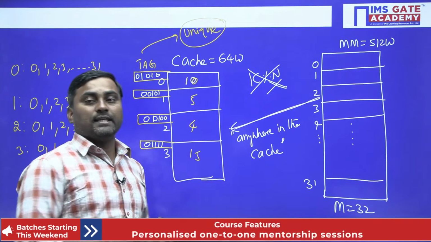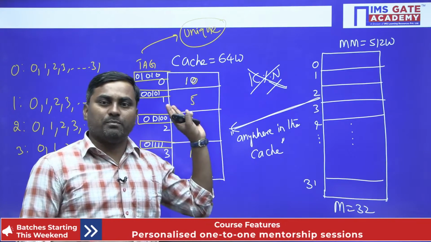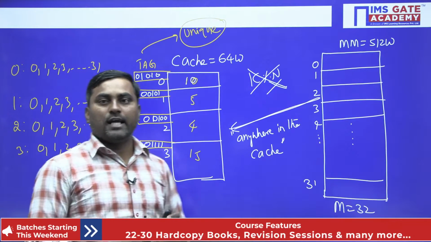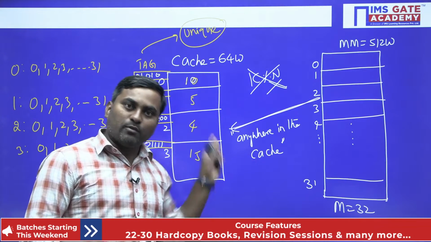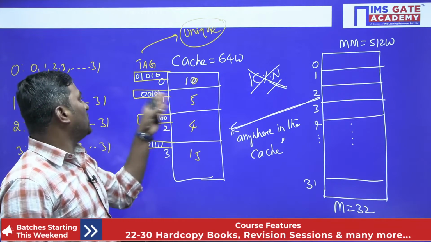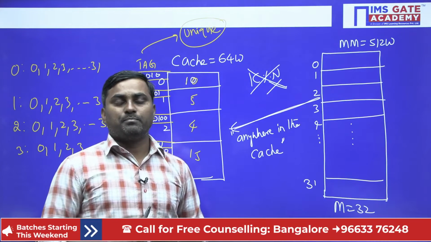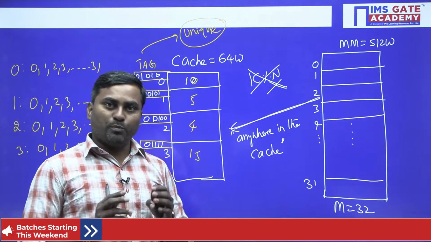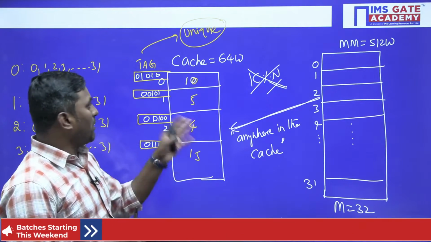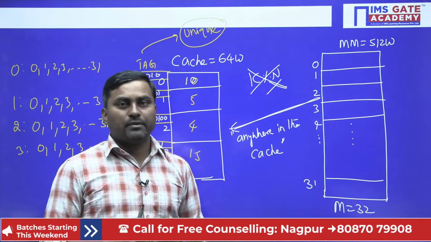This is what placing is. Simply take any block, find an empty place, and load it. Whatever the block number you place, that number you have to update here in the tag bits. If the 15th block is placed, enter 15; 4th block placed, enter 4; 5, 5; 10, 10, you have to update it. This is the mapping. I hope it is clear to all of you, the mapping mechanism. Simply place it anywhere.